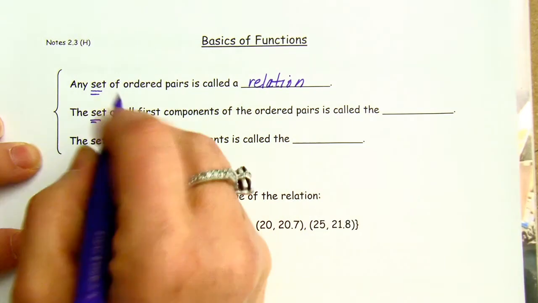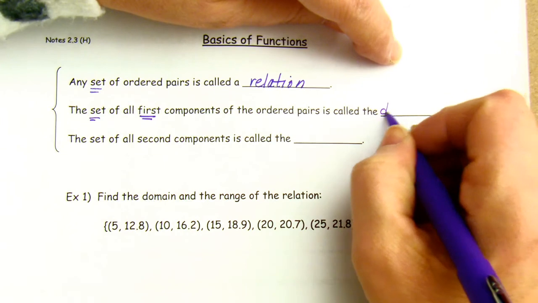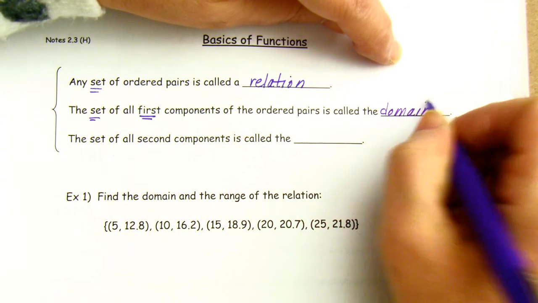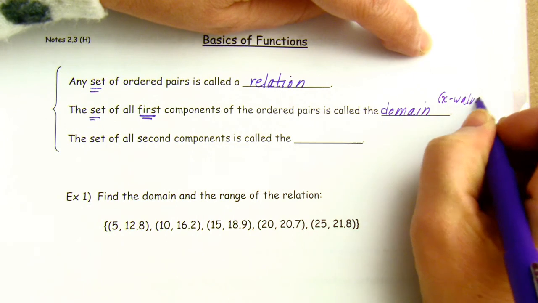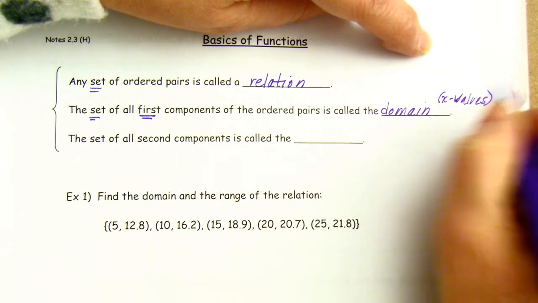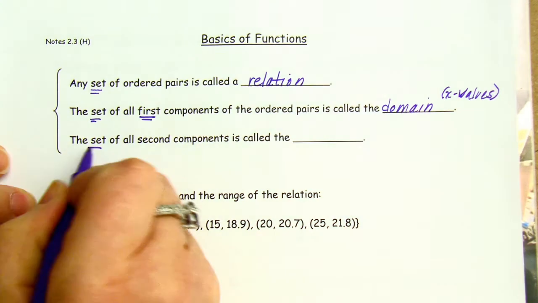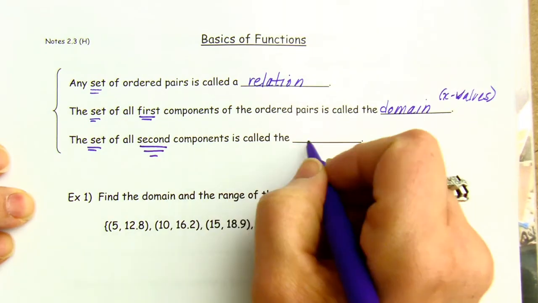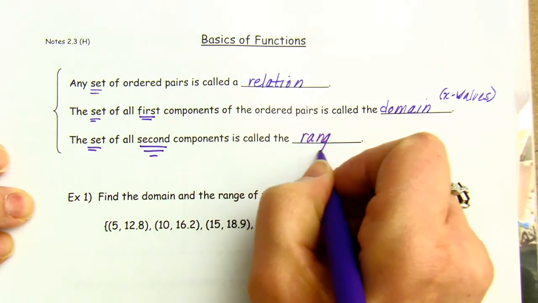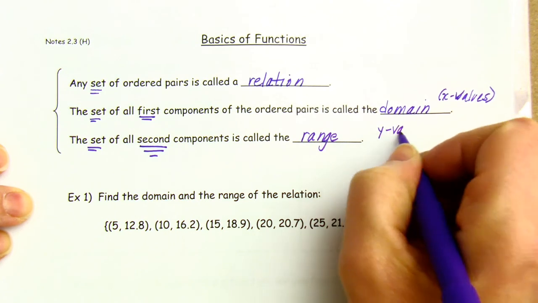The set of all first components, that will be our x values, is called the domain. All right, again, this is my x values. And the set of all second components is called the range. And of course, in our ordered pairs, those are our y values.